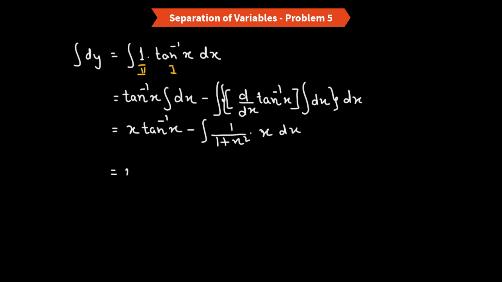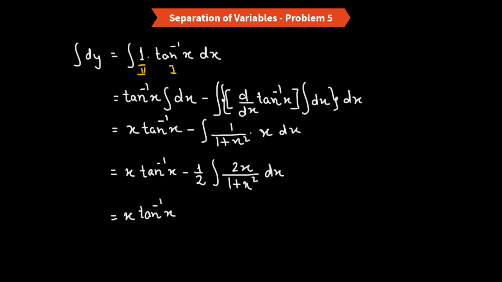Now in order to integrate the second integral, we're going to multiply and divide by 2 so that we can use the method of substitution, and that should give us finally x tangent inverse of x minus half times natural log of 1 plus x squared plus c.